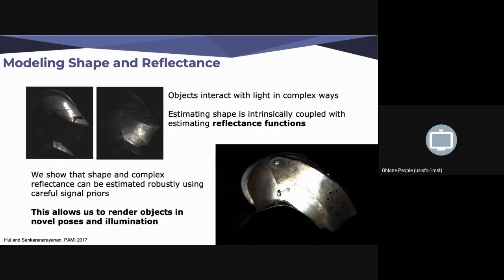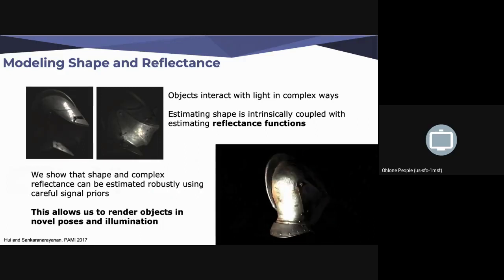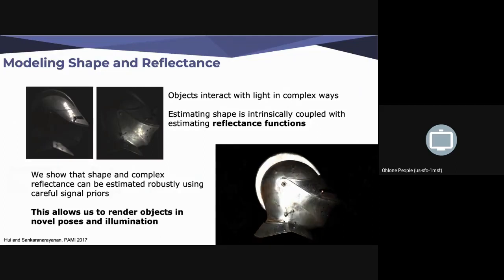what is it made up of? How does it interact with light? What is its shape? Right? How do you render new views of an object? And what you see here are the kind of results that our techniques produce.